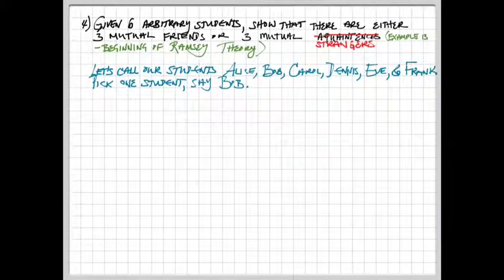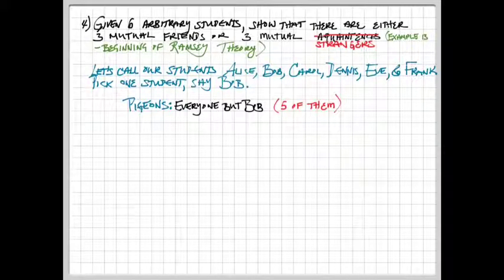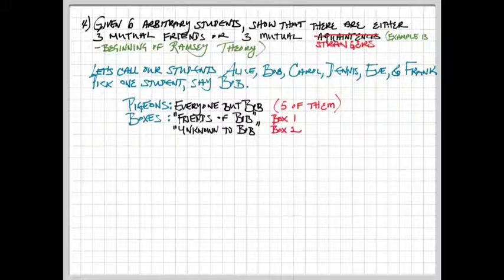Next, you have to pick one of the students to distinguish, and I'm going to choose Bob. This will help us decide our pigeons and our boxes. The pigeons will then be everyone but Bob. So that leaves 5 of them, namely Alice, Carol, Dennis, Eve, and Frank. The boxes are going to be decided based on their relationship with Bob. Box 1 is going to contain the friends of Bob, and box 2 is going to contain those people who are unknown to Bob, so they are strangers to him.